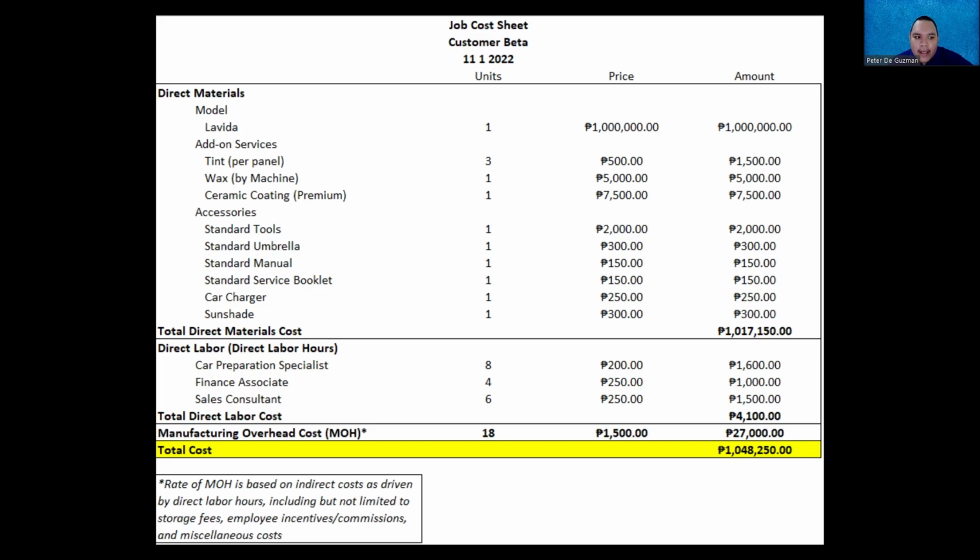Let's take a look at Beta. Beta, under direct materials, under model, purchased a Lavida. And as we can see, the price of the Lavida is 1 million pesos, exactly twice the amount of a Santana. So Beta purchased a vehicle that is twice the cost of a Santana.